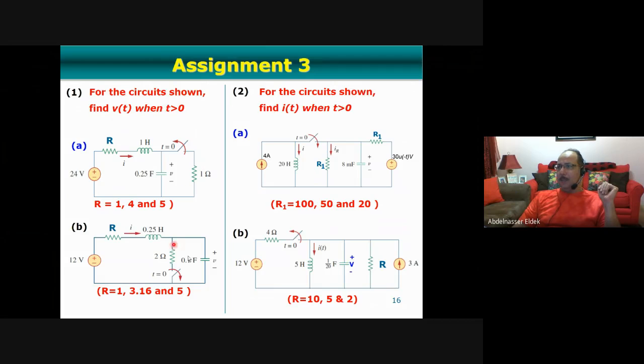So this is the assignment. These problems are already solved. I solved them, but you will find only the solution for these two in the handouts.